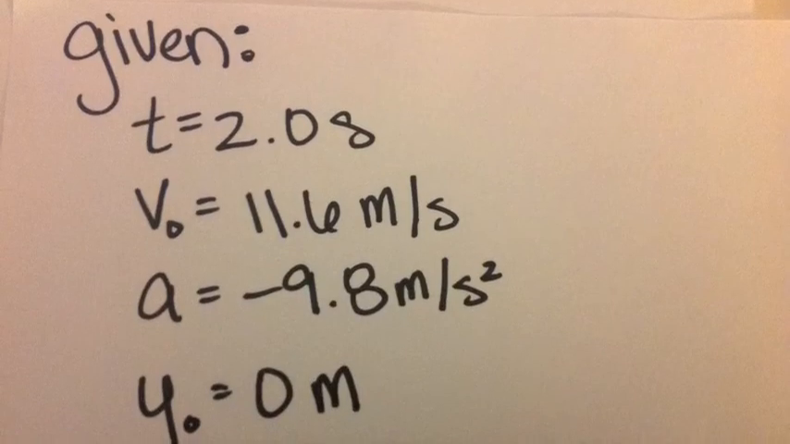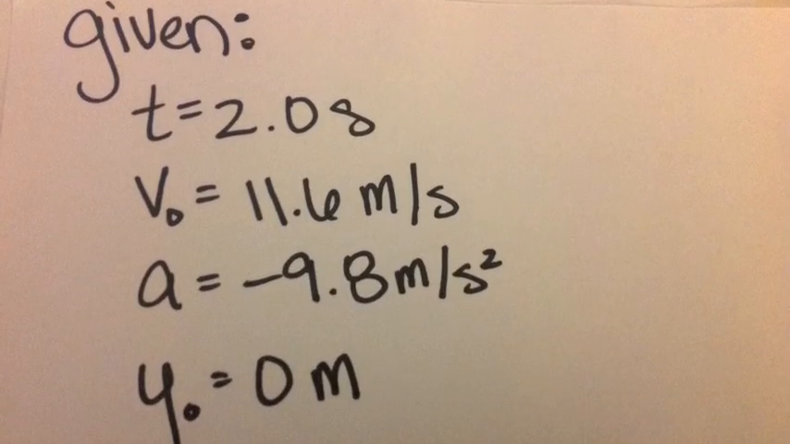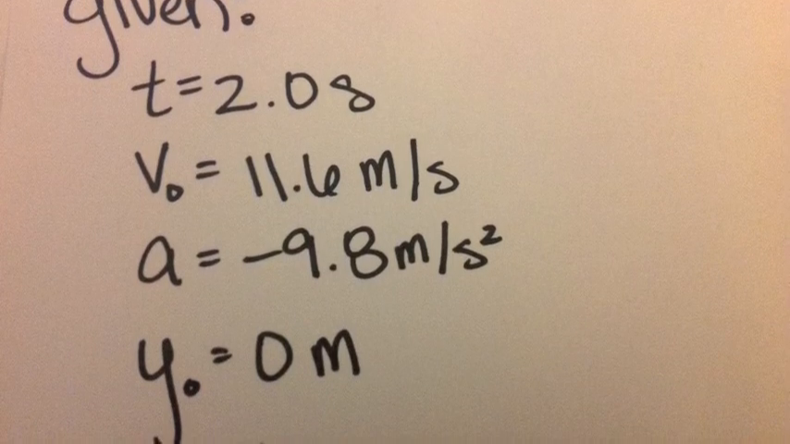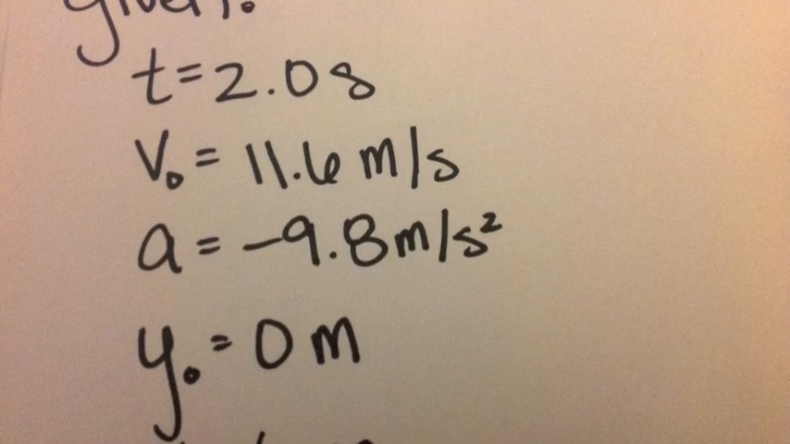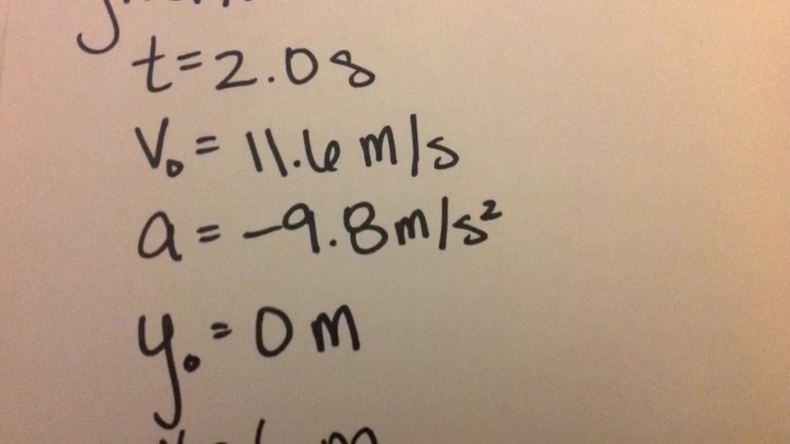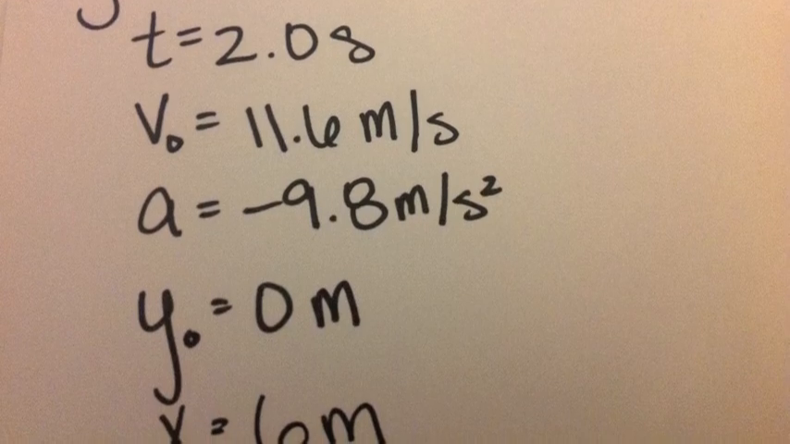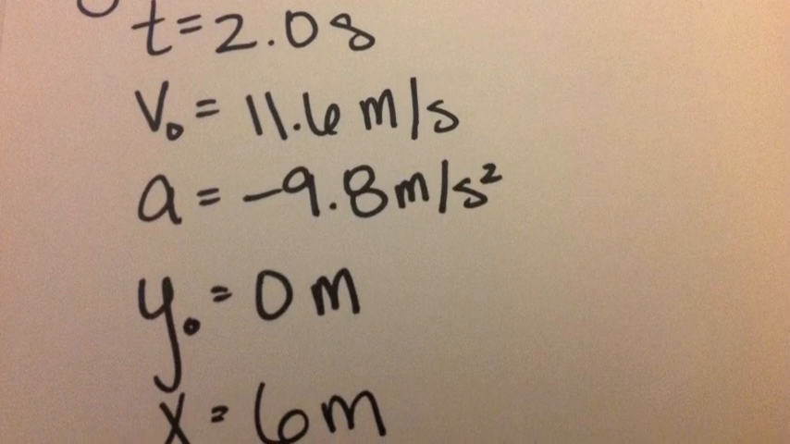Through some measurements, we are given that the ball takes 2 seconds to go from the thrower into the cup. The ball's initial velocity is 11.6 meters per second. Its initial acceleration is negative 9.8 meters per second squared. The distance between the two people is approximately 6 meters. Our y naught is 0 at the thrower's hands.